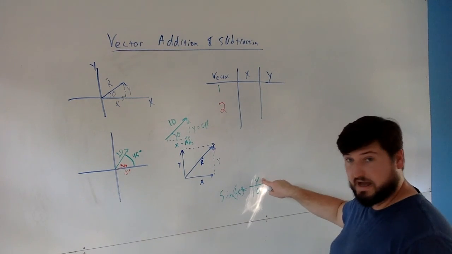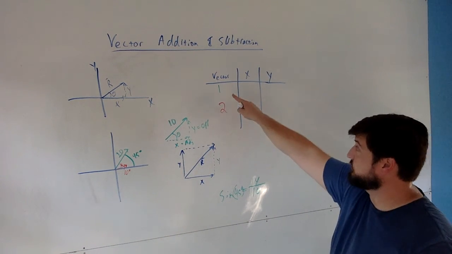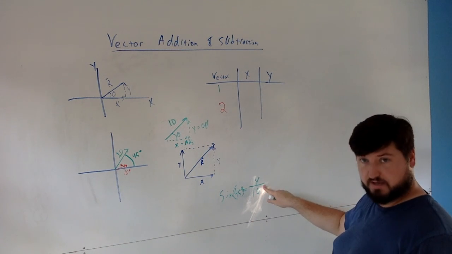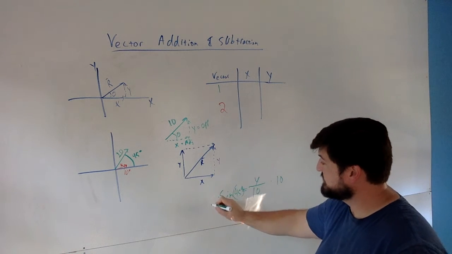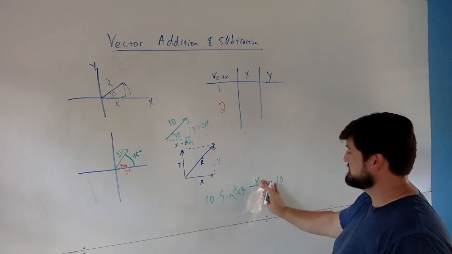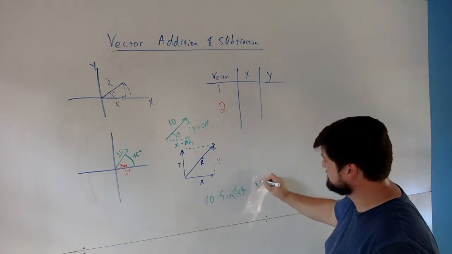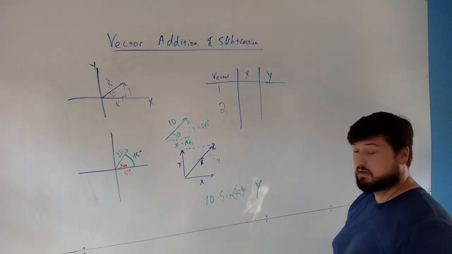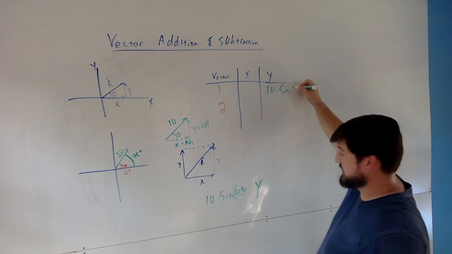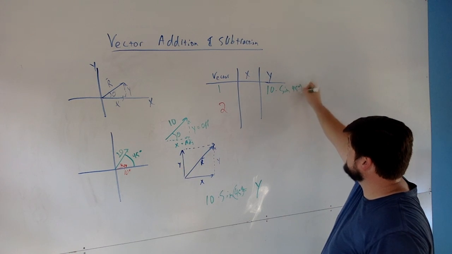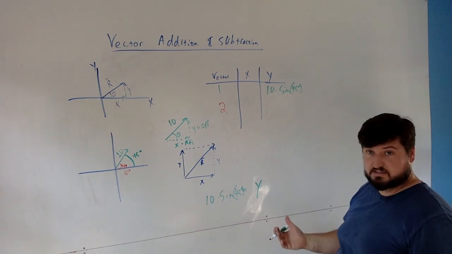So if I want to find y, my y component for vector number 1, this is what I have to do, but I have to rearrange it to get y by itself, right? So that means multiplying both sides by 10 here, 10 cancels out, and it leaves me with y alone over here. So it turns out my y component over here is going to be 10 times sine of 45 degrees, right? Well, what's my x component going to look like?